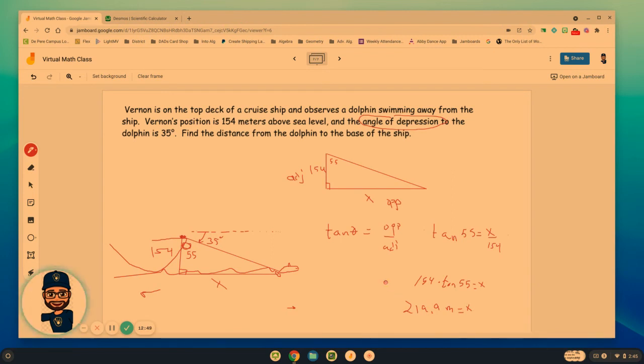Okay, but the key for angle of depression is to realize that that measurement they give you represents the distance in between the horizontal and the triangle, and you need to use its complementary to get the angle inside our triangle. If you have any questions, please make sure that you reach out.